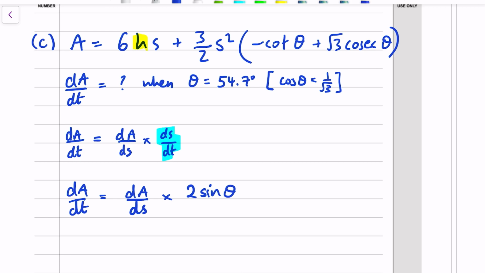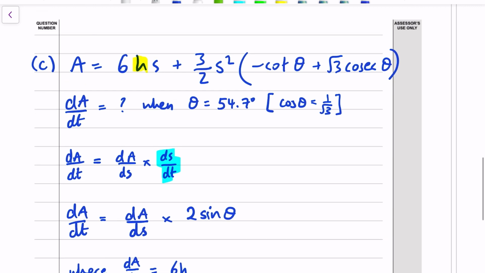And dA/ds, okay, how do I differentiate this function up the top with respect to s only? Well, the first term is pretty straightforward. The first term is 6hs, h is a constant. So when we differentiate that with respect to s, we just get 6h. But the second term is a product of two things. Now, we can't treat the 3 over 2 s squared as a constant. It's a function in terms of s. And then the second expression in the brackets is just in terms of theta. So to differentiate that, I need to use the product rule.